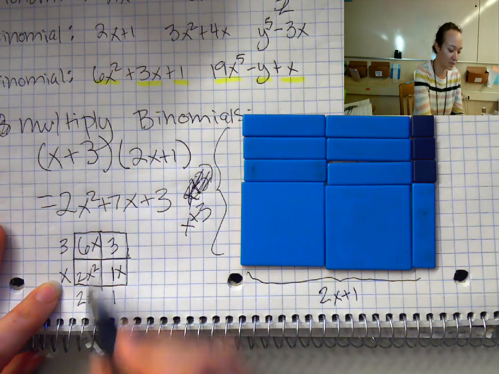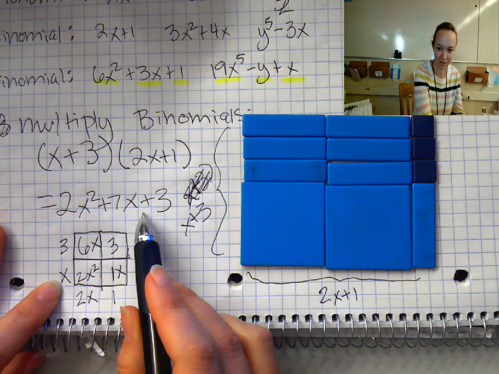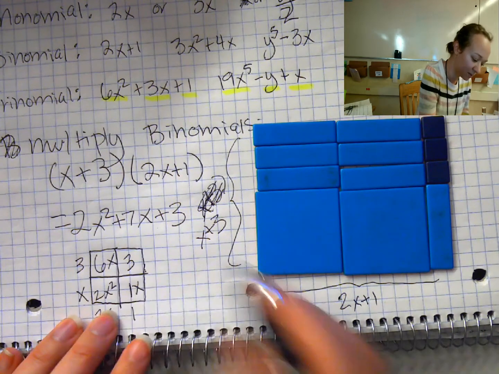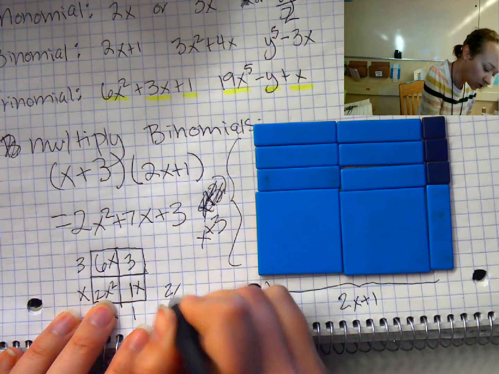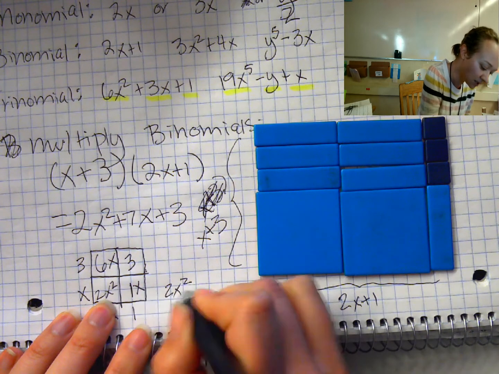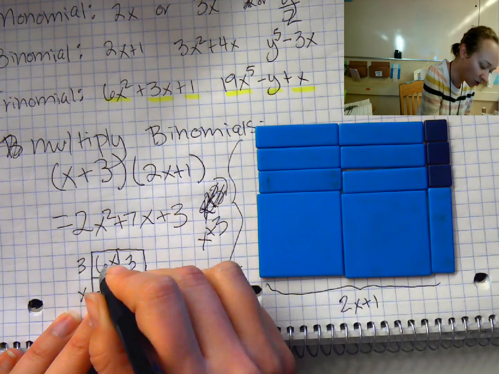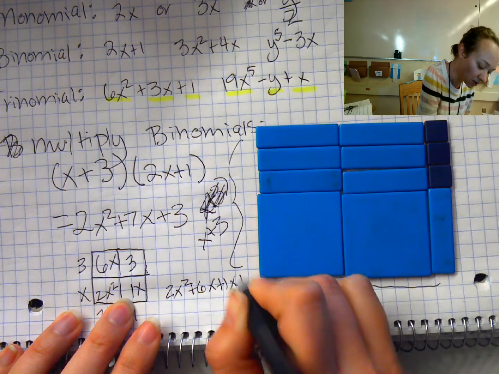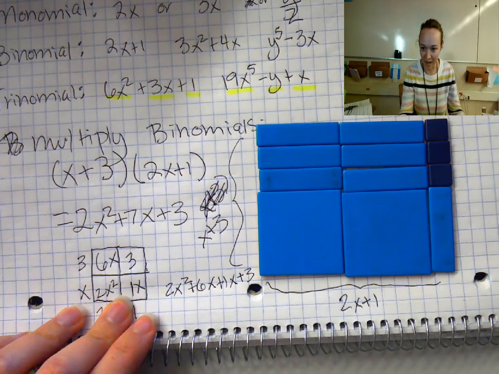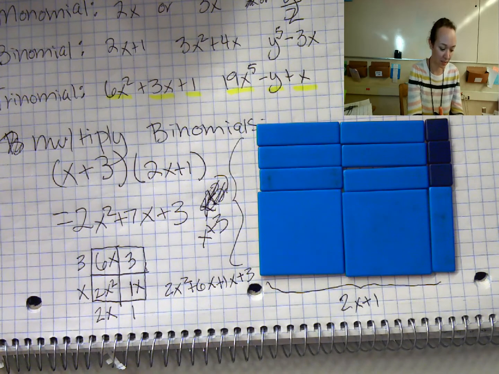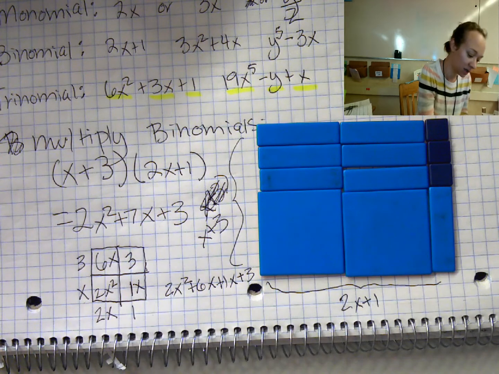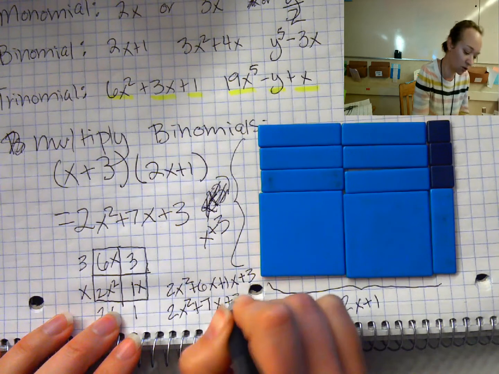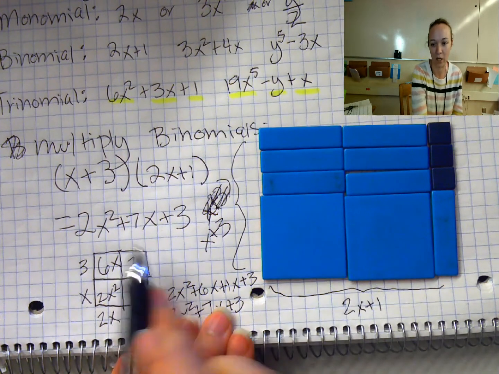Now, this does not look like that yet, right? So what I need to do is I'm going to write out these pieces. I'm sorry, this is kind of messy this time, guys. 2x squared plus 6x, I'm just writing out my terms, plus 1x plus 3. And then when I simplify that by combining like terms, 6x plus 1x would give me 7x. I get 2x squared plus 7x plus 3, just like what I had up top.